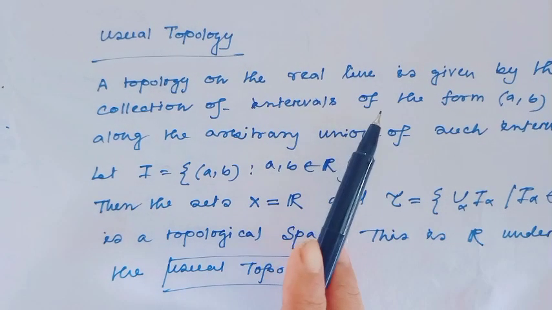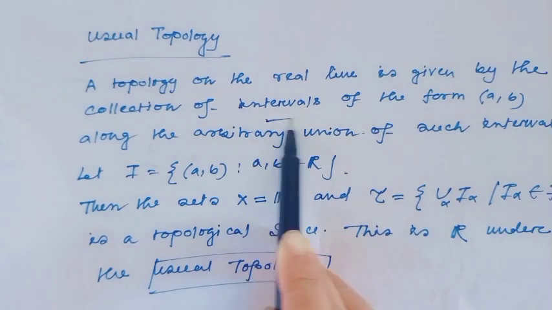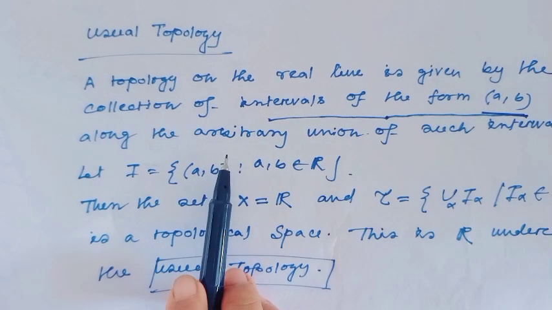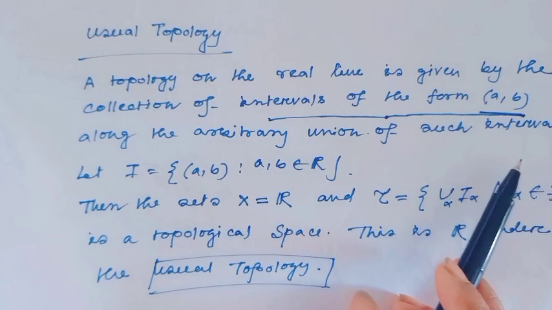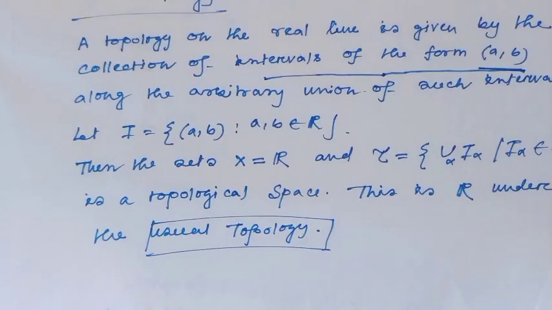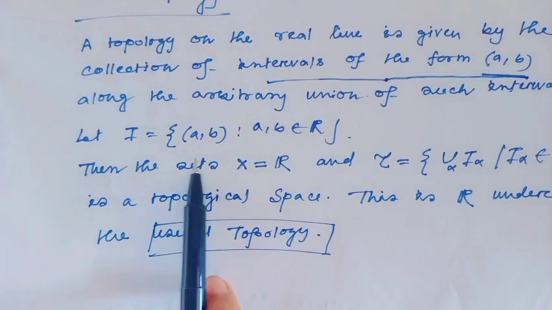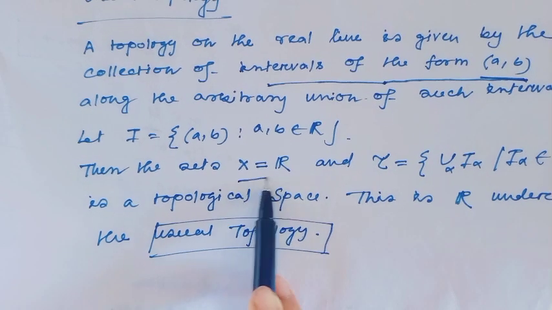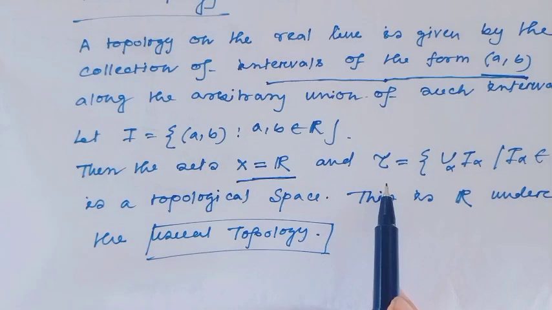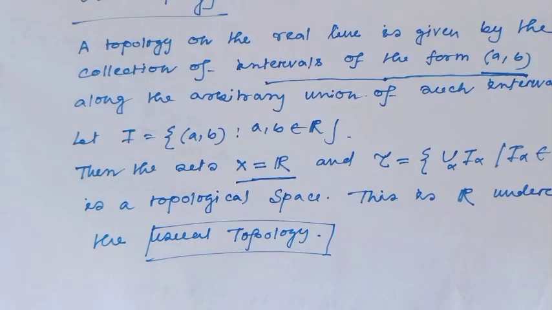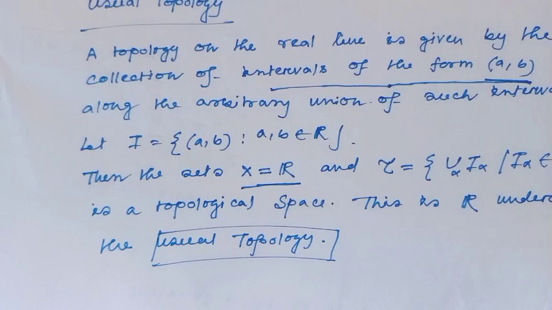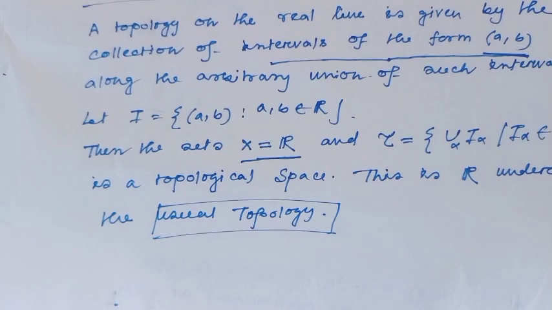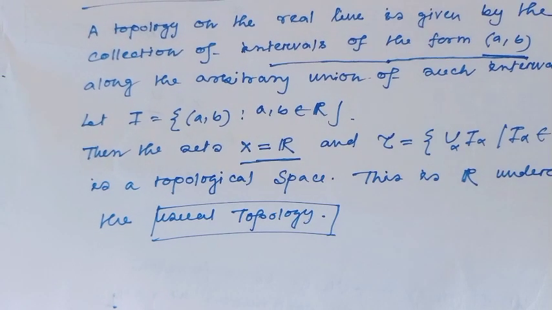A topology on the real line is given by a collection of intervals which look like open interval (a, b), along with arbitrary unions of such intervals. Let's consider I equal to (a, b) where a, b belong to R. Then the set X equal to the real numbers and tau, consider this union of open intervals, is a topological space, and this type of topology is called usual topology.